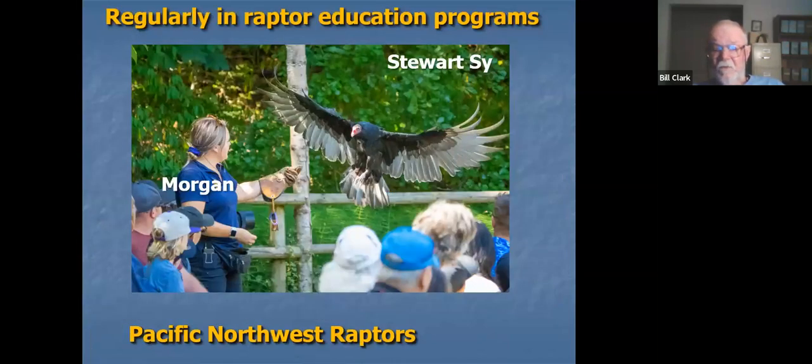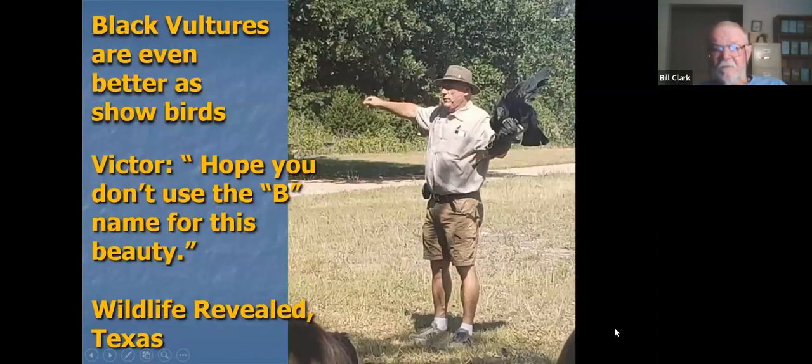And so places that rehab raptors and give raptor education shows regularly use turkey vultures. This is one called Stuart Side. And even black vultures are used. Victor is here in Texas, Wildlife Reveal. And he has the line when he comes out there, he says, "I hope you don't use the B word for this beauty," B being buzzard. "We call them vultures like they should be called."